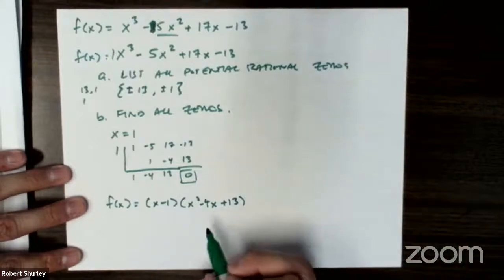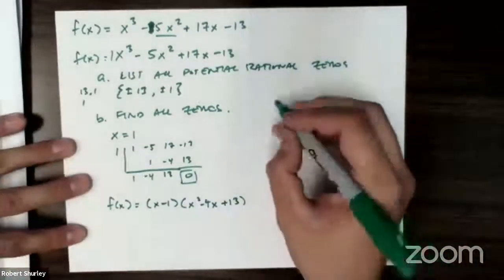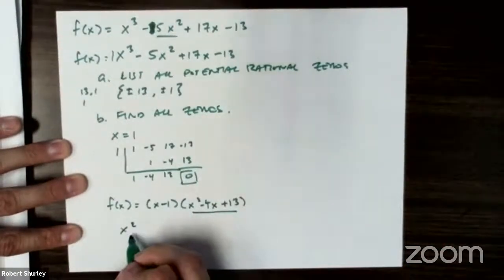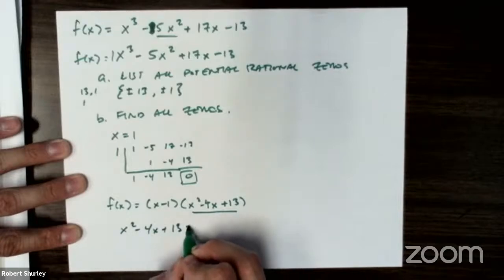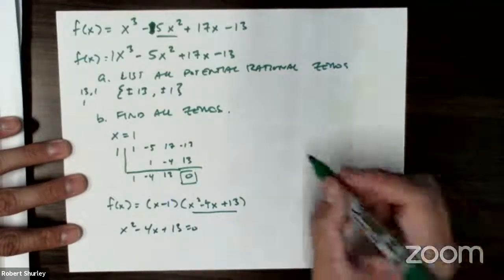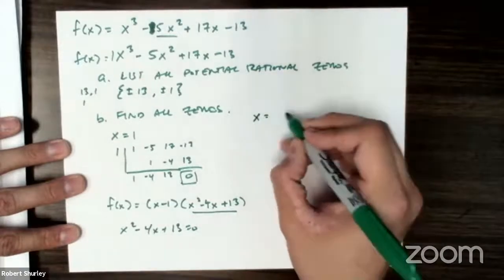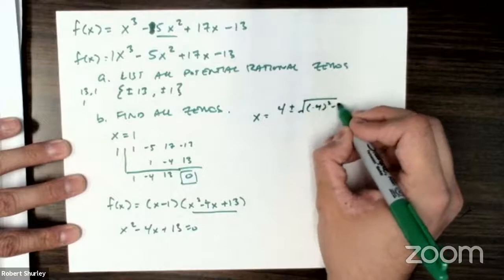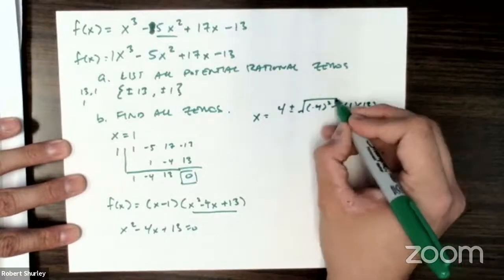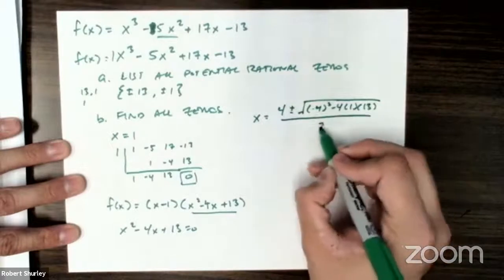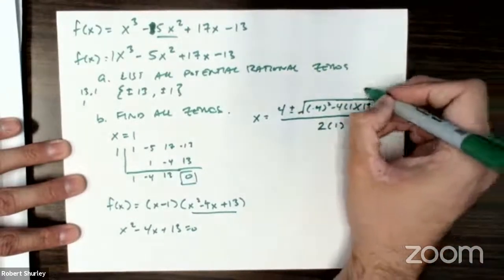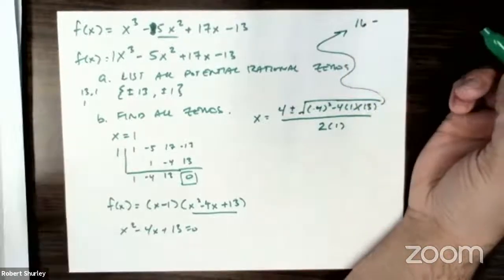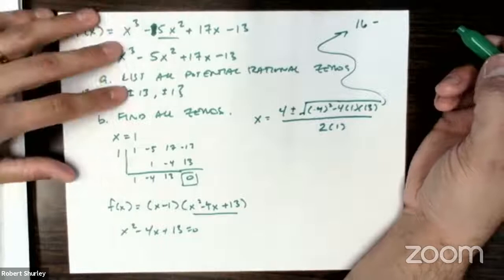This doesn't factor. 13 is 13 times 1. I'm going to have to use the quadratic here. So for the other two zeros, set that equal to 0. You get x equals negative b plus or minus the square root of b squared minus 4 times a times c, over 2 times a. Underneath the radical, I get 16 minus 4 times 13, which is 52.